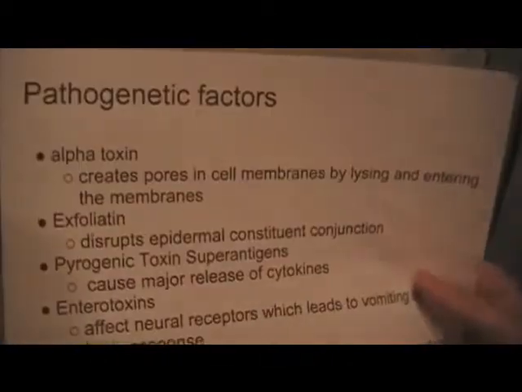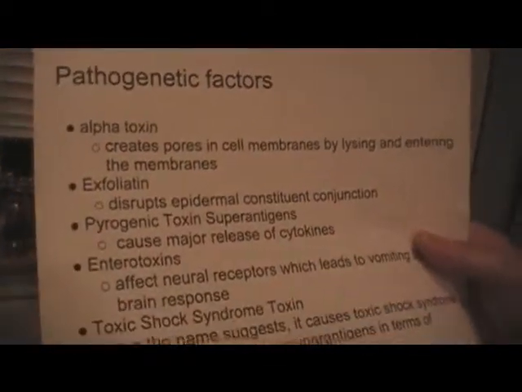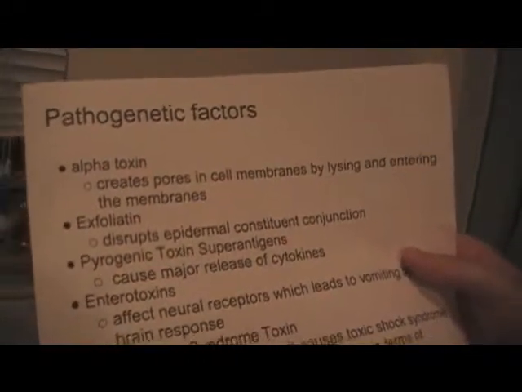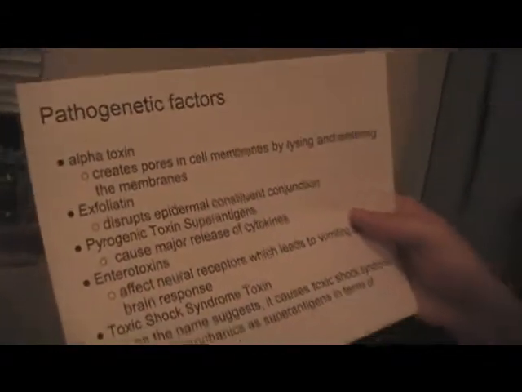Okay, so now we're going to talk about the pathogenetic factors, and this is pretty much the constituents of the bacteria of Staphylococcus aureus that creates the problems in human beings if it is absorbed through a mucous membrane or whatever. So the first thing we're going to look at is the alpha toxin. The alpha toxin creates pores in the cell membranes by lysing and entering the membranes, and pretty much its function is to cause cell death. So that's what leads to some of the skin reactions that you see.